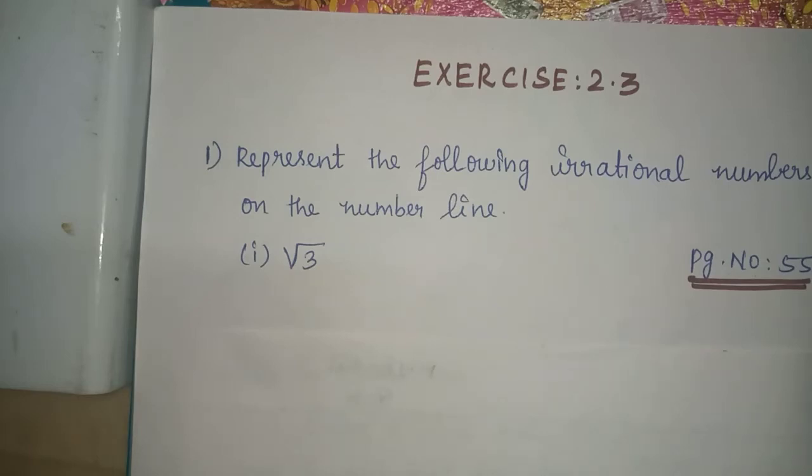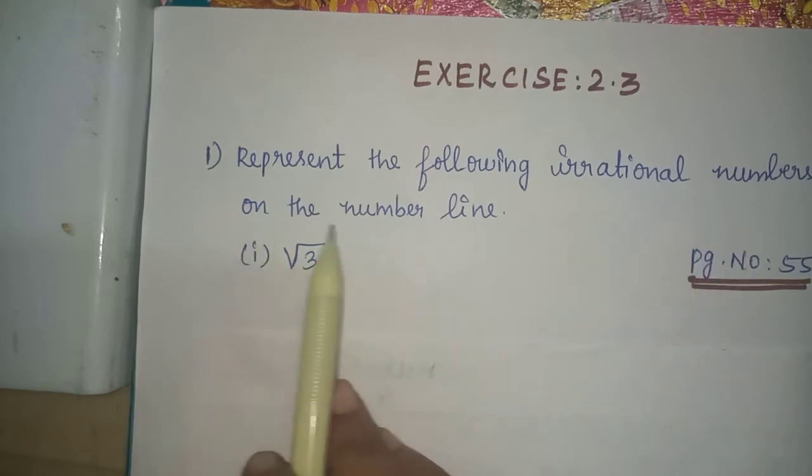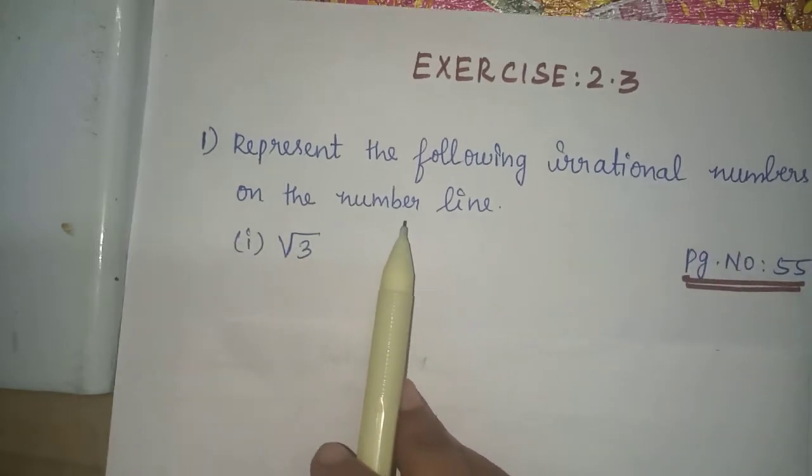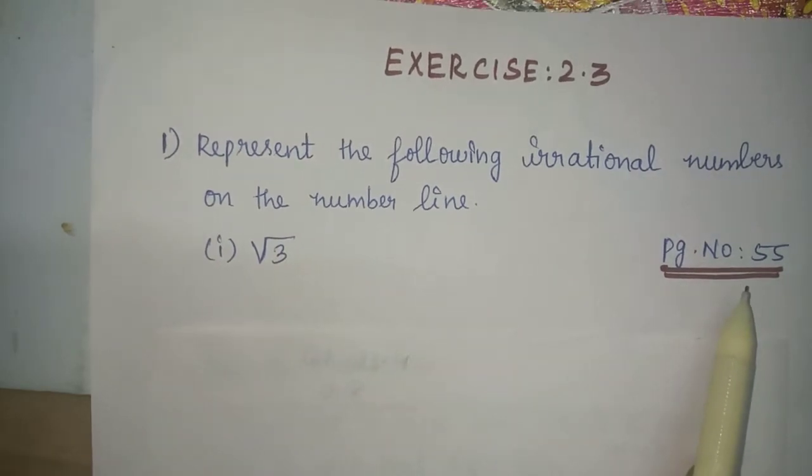Exercise 2.3, problem number 1. Represent the following irrational number on the number line. First subdivision is root 3. It belongs to page number 55.